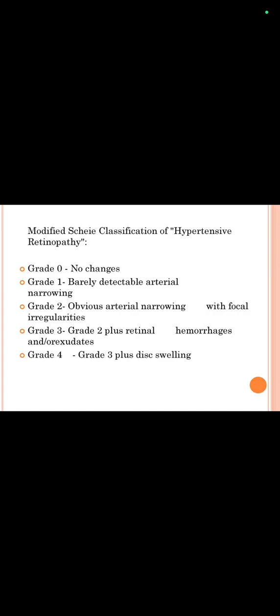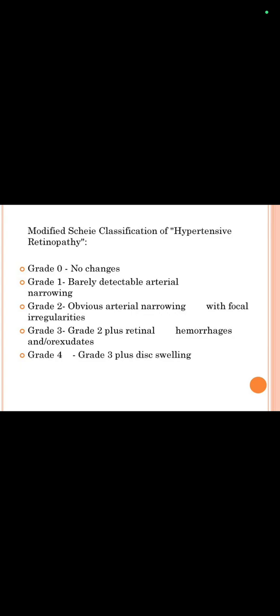Now what is modified Scheie's classification? In this classification, first is grade 0, that is no changes are seen. Grade 1 is barely detectable arteriolar narrowing. So if we compare all the arterioles, one or a few arterioles will be seen narrowed. That is grade 1. Grade 2 is obvious arteriolar narrowing with focal irregularities.